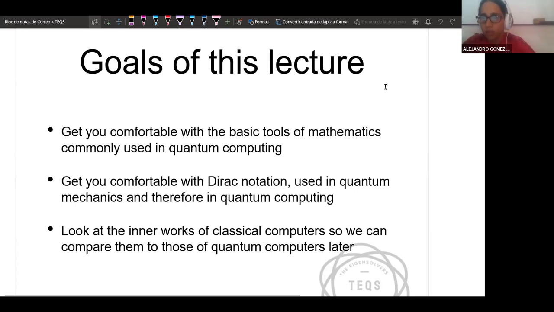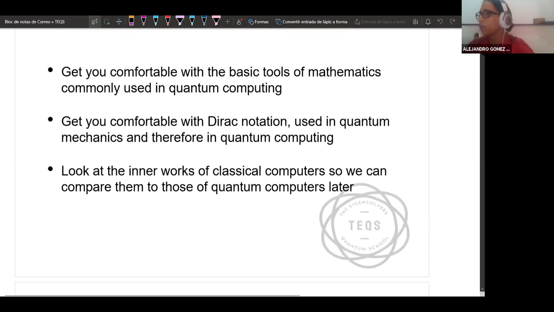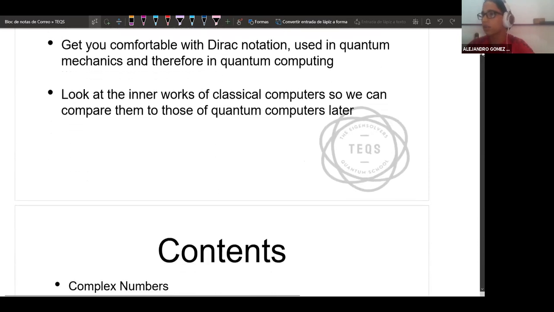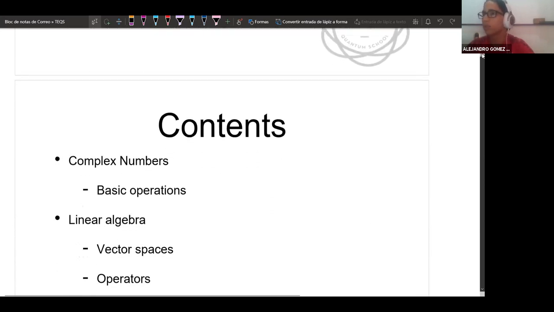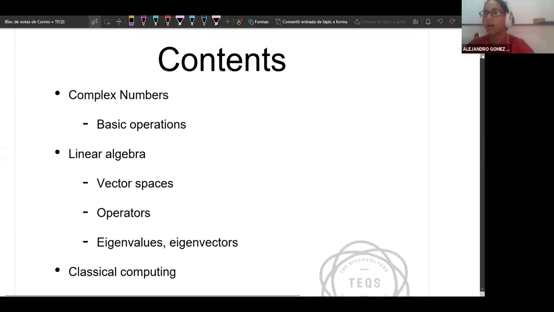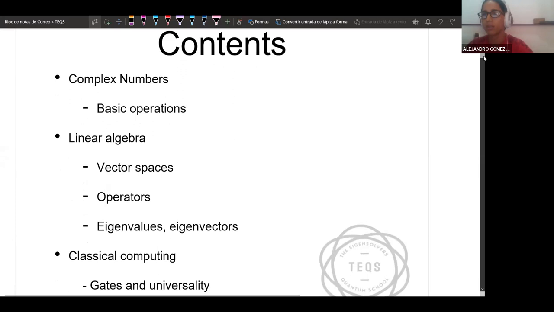And look at the inner workings of classical computers so we can compare them to those of quantum computers later. This is just gonna be at the end, a short introduction to classical computing. In the next lectures, you're gonna see the difference. You will be able to compare what classical computers do and what quantum computers do.